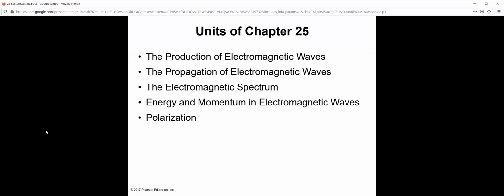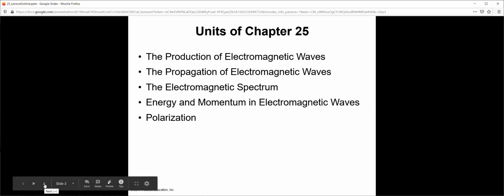So we'll talk about the production of electromagnetic waves, the propagation of electromagnetic waves, the EM spectrum as a whole, energy and momentum in it, and some polarization. Lighter on the math side of things than we've seen before. Shouldn't be too bad. Should be somewhat enjoyable. This stuff's kind of fun.